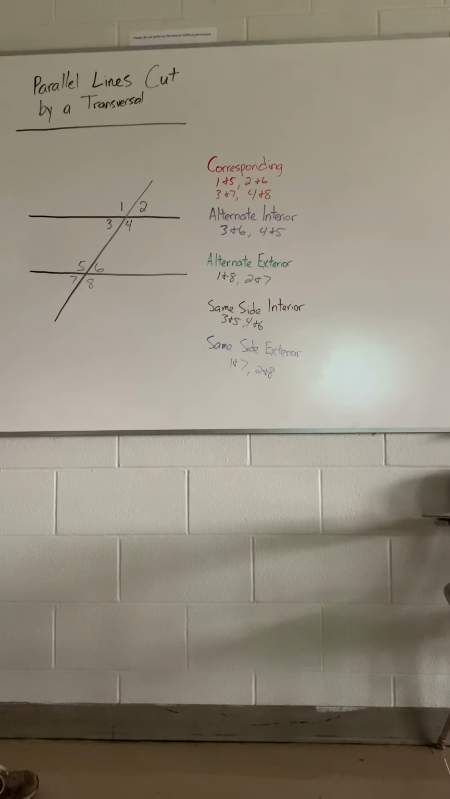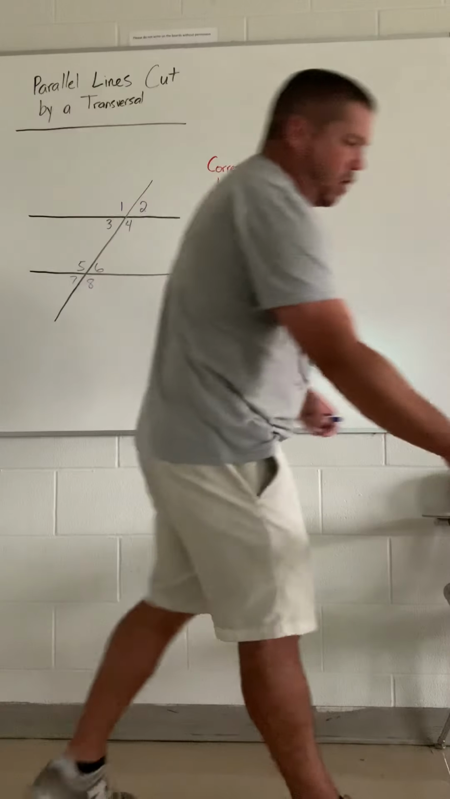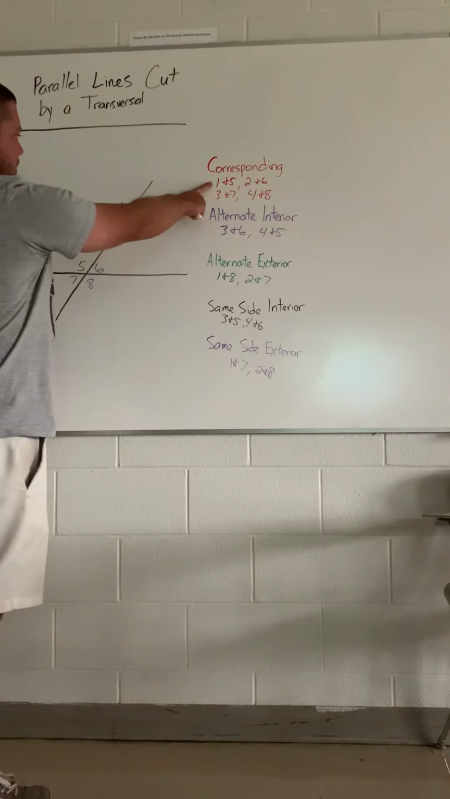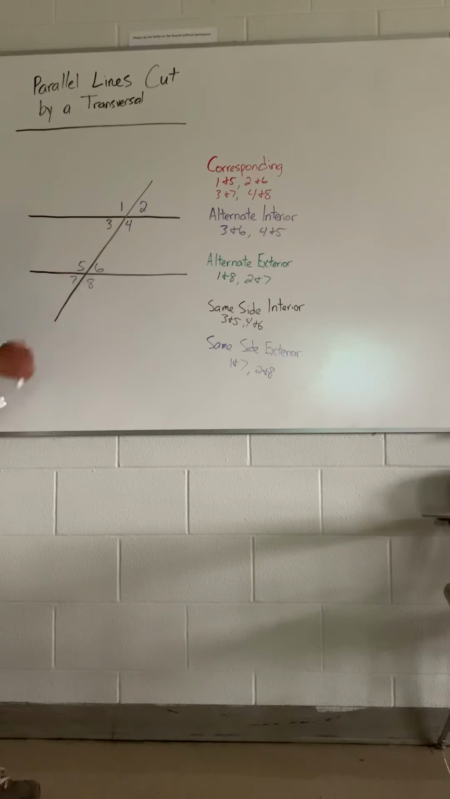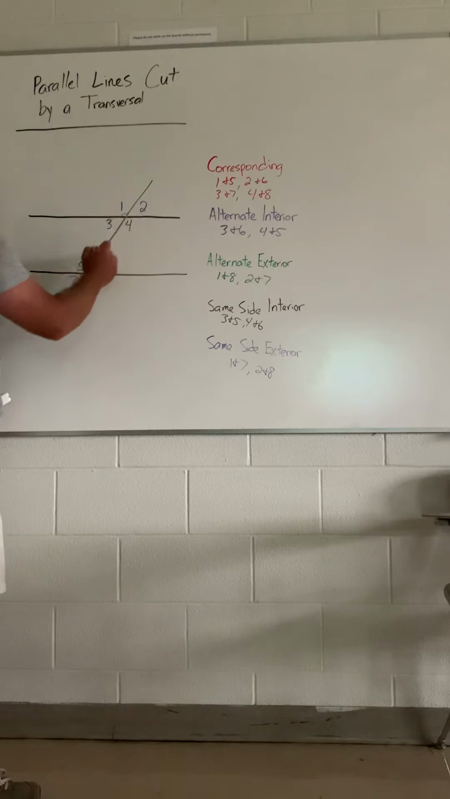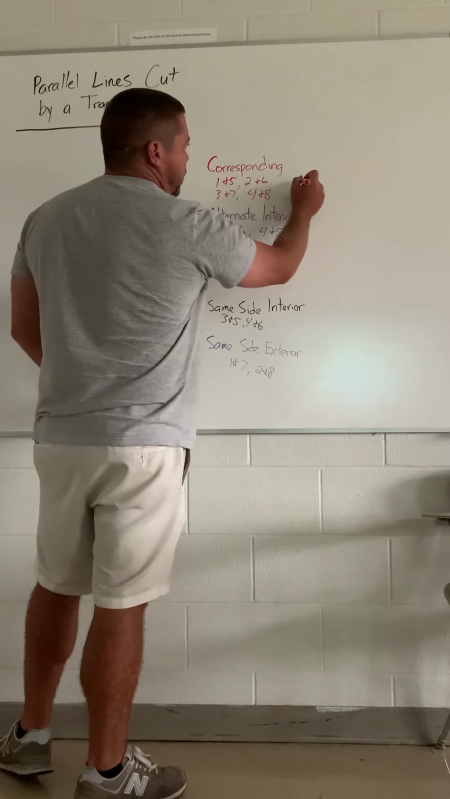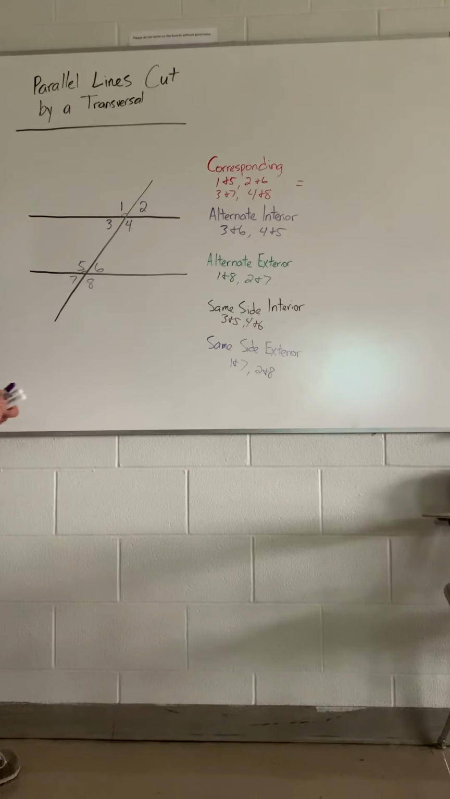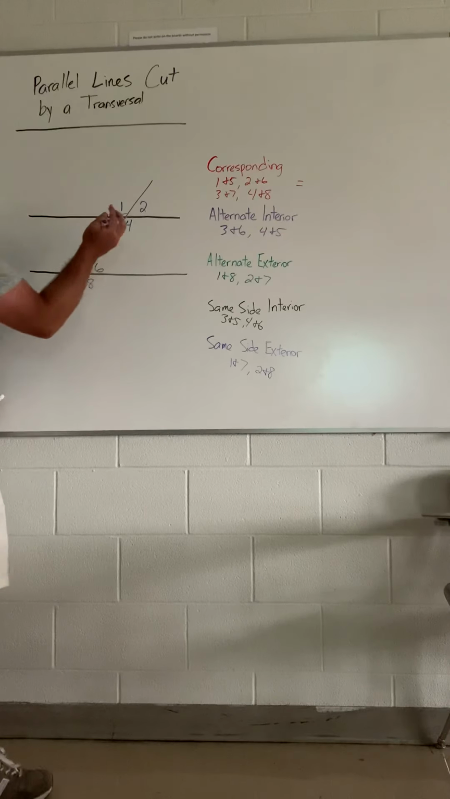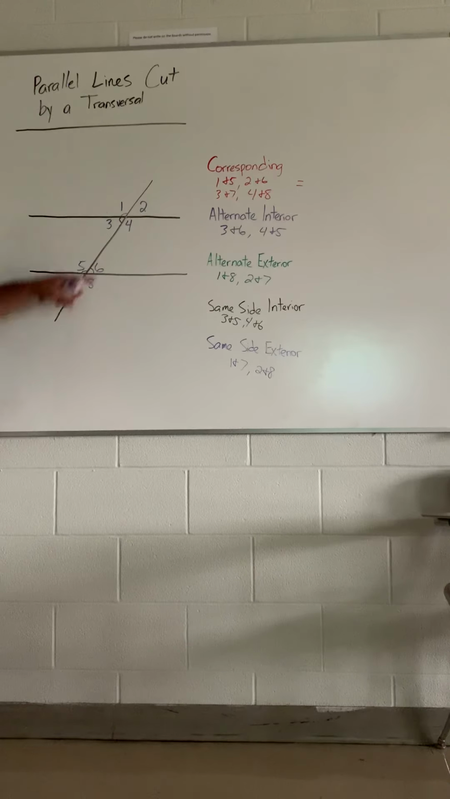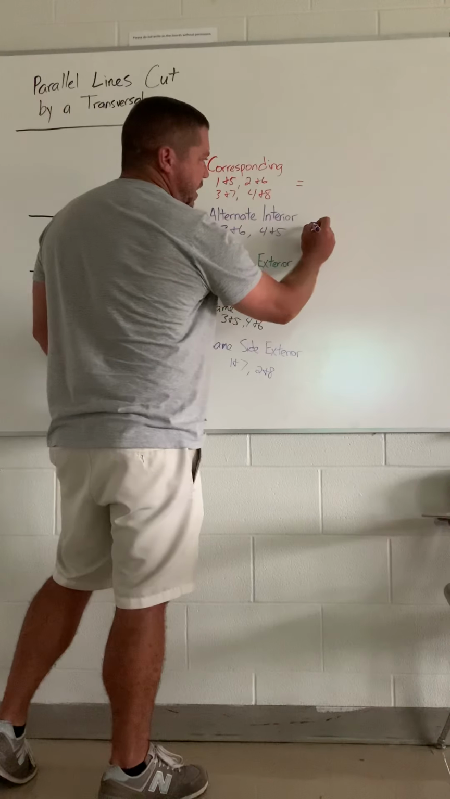So the final thing with these that we need to look at are the angles and how they relate to each other. So our corresponding angles, let's take 1 and 5. If you look at the angles, they look identical because they are. So those angles equal each other. Our alternate interior: inside the parallel lines on opposite sides, 3 and 6. Notice we've got an acute, we've got an acute. They're the same angle. They equal each other.